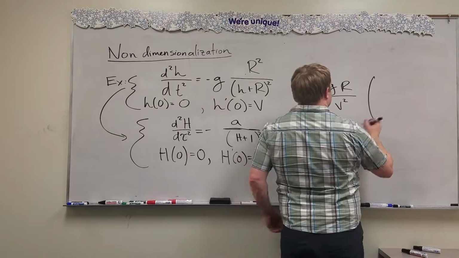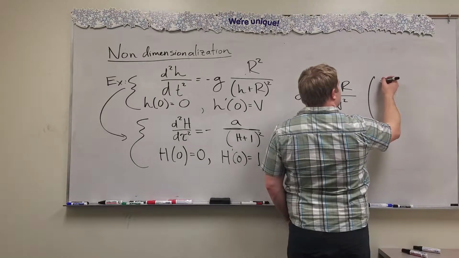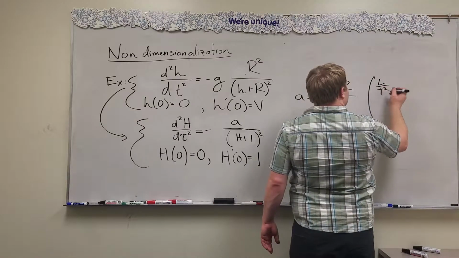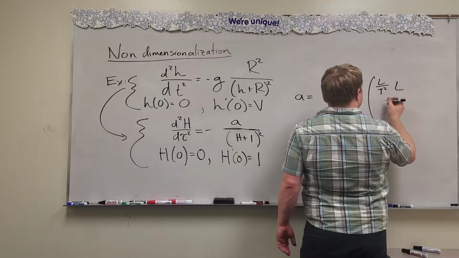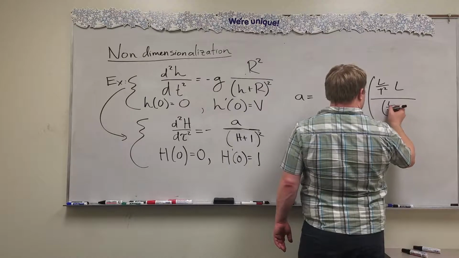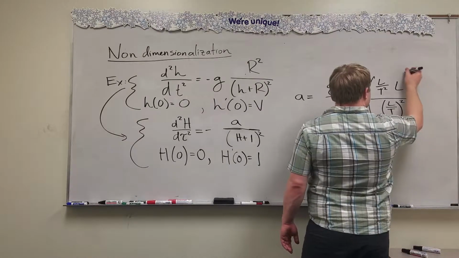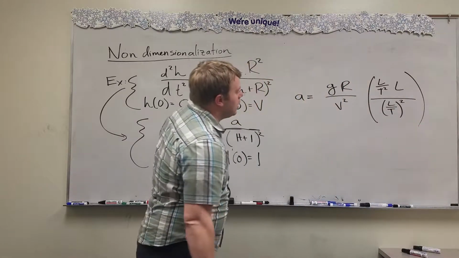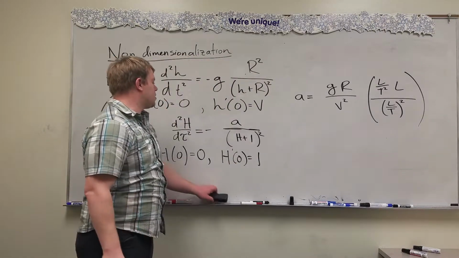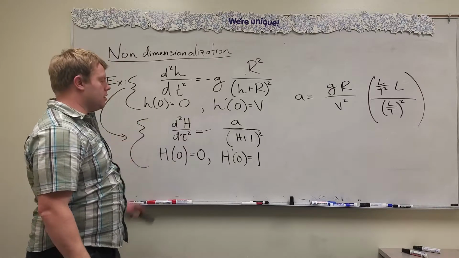And if we look at the dimensions of this, G is acceleration, so that's L over T squared. R is L, and V is velocity, so that's L over T. And you can see that those do indeed cancel out. So A is dimensionless. This entire equation is dimensionless.